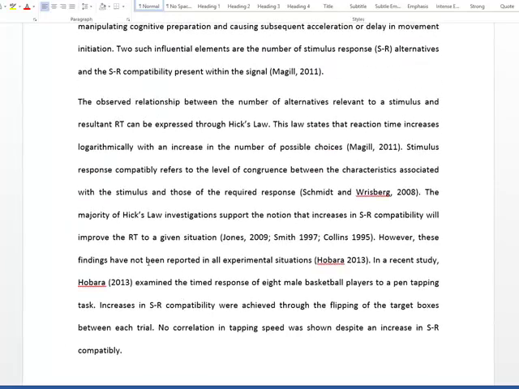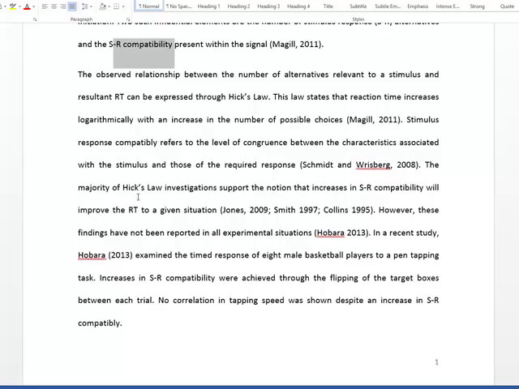An example here, we've got two themes going on in this whole introduction. The first theme is we've got two such influential elements, the number of responses and the alternatives, and the compatibility. So we've got the number and we've got the compatibility. There's two distinct themes. If I read through the rest of my writing here, I'll notice that sometimes I'm talking about possible choices and sometimes I'm talking about the compatibility. Two separate arguments, two separate themes, both backed up with literature, both with specific examples. That's how I get my high distinction in this level.